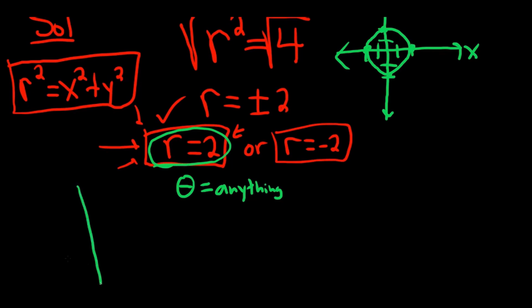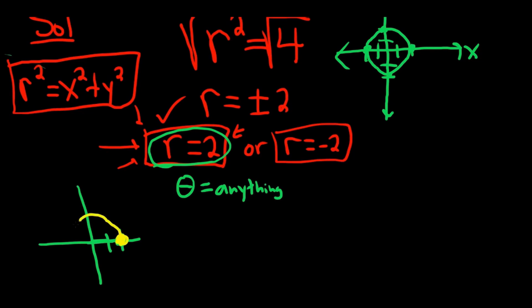So r is 2. So here's 2. This is the endpoint of r right here, this green dot. Let me change the color. This yellow dot represents the point where theta is 0. But theta can vary, and r is always 2.